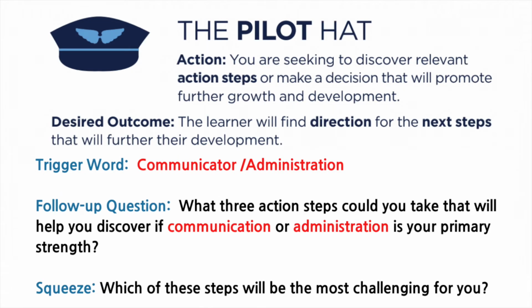Now let me illustrate the pilot's hat. Now I'm going to choose the trigger words communication and administration again, but this time using my pilot's hat, I'm asking this question. What 3 action steps could you take that will help you discover if communication or administration is your primary strength?